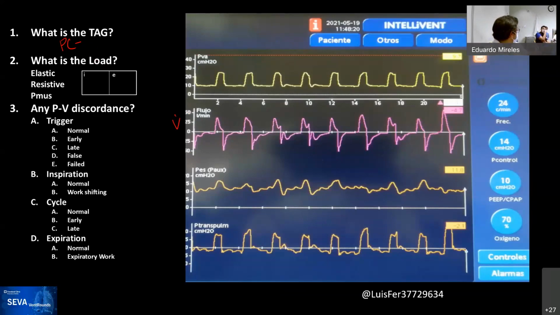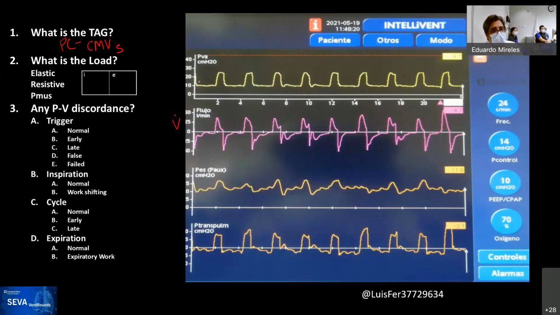Say it loud. Have no fear. CMV? All right. Why do you think it's CMV? Because like the third breath, the flow. Okay. Patient triggers. I think it's the same. All right. So, and the tag, what do you think? Yes. All right. So set point.